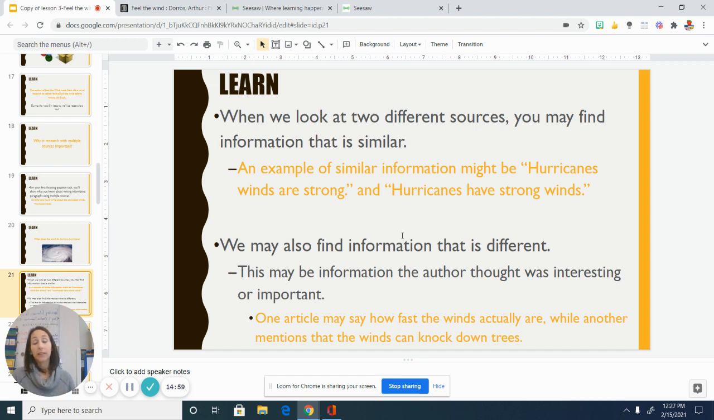You might also find information that is different. One article might give you facts about how fast the wind actually is, like 100 miles per hour, while another source might say hurricane winds can knock down trees. You see how those are two different pieces of information: how fast the wind is blowing in a hurricane, and then that hurricanes knock down trees. So you can see the difference between information that is similar and information that is different.